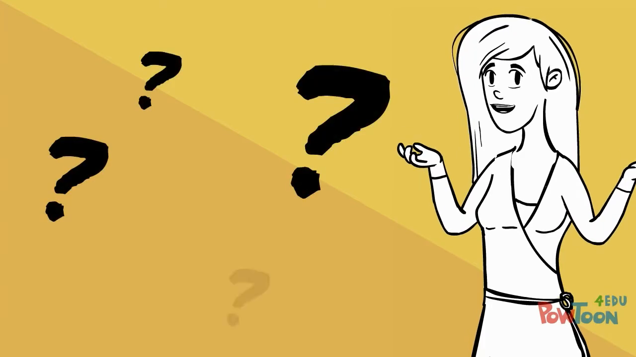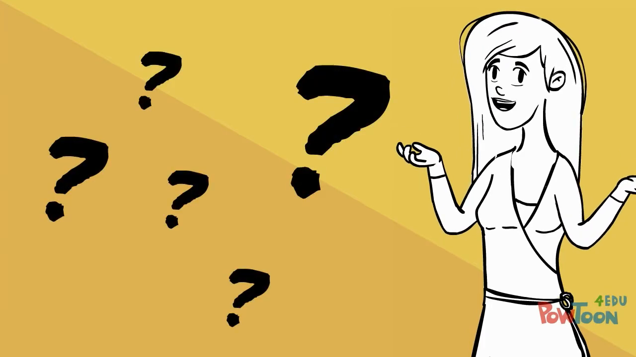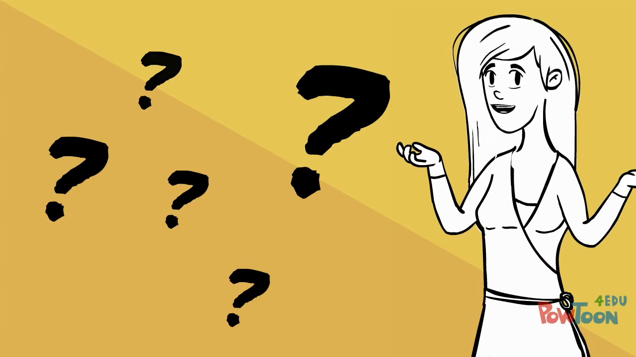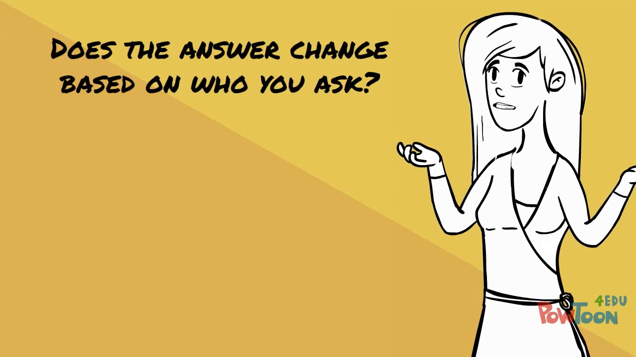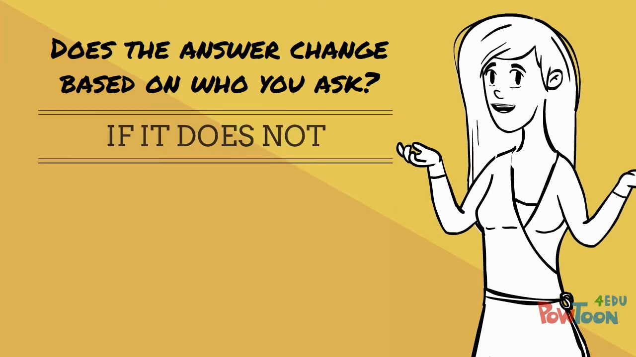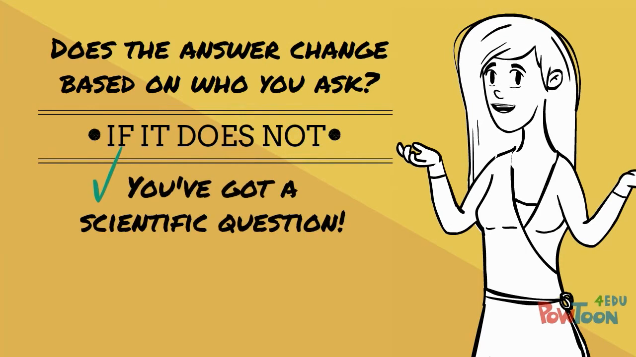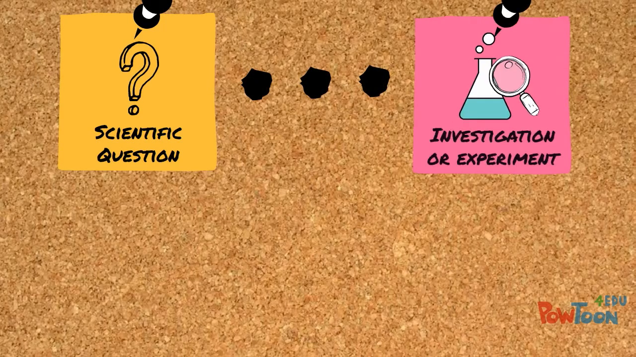Scientists ask many questions, but not all are scientific questions. A good way to tell if a question is a scientific question is to check if the answer would change based on who you asked. If the answer is no, you have a scientific question. A scientific question leads to an investigation or experiment.